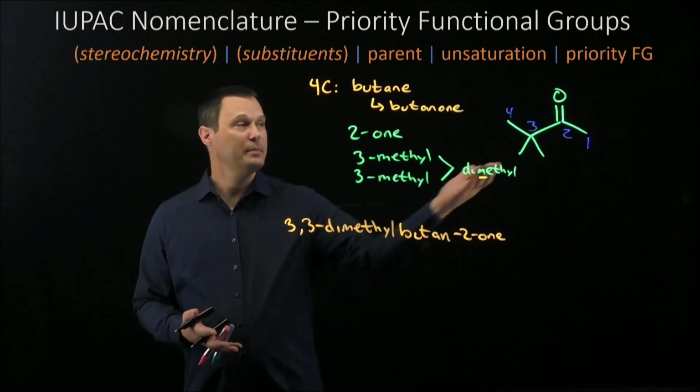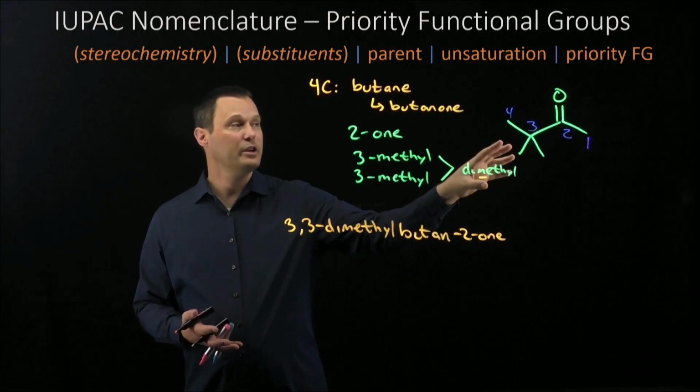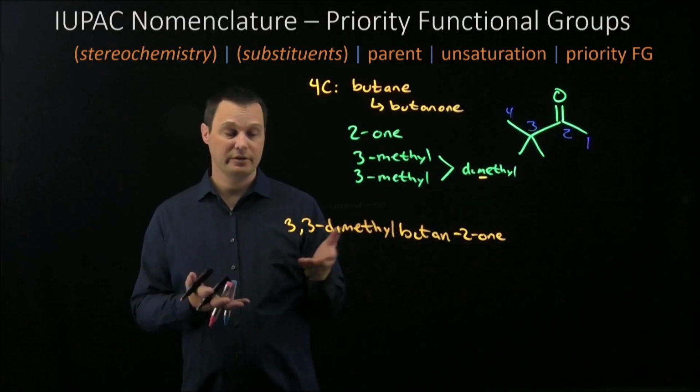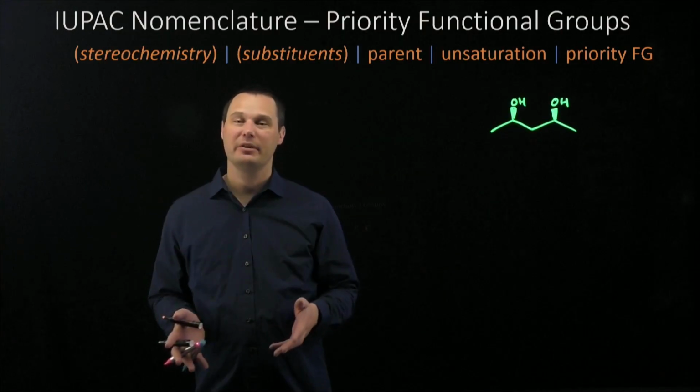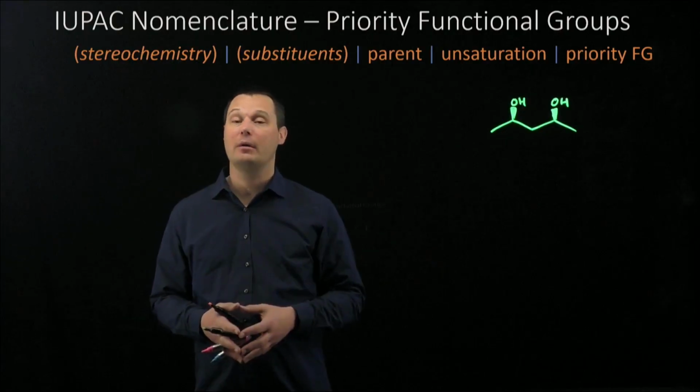3,3-dimethyl-butan-2-one. Our last step is to scan back through the molecule and see if there are any stereocenters. This molecule does not have any stereocenters, so the final official name is 3,3-dimethyl-butan-2-one. Pause the video, see if you can find the name of the parent hydrocarbon for this molecule.